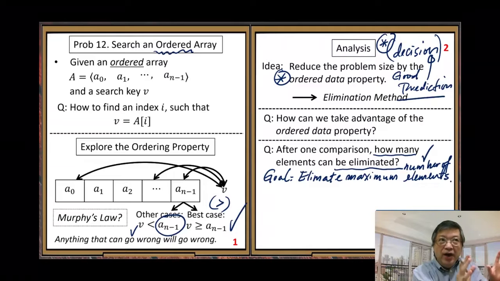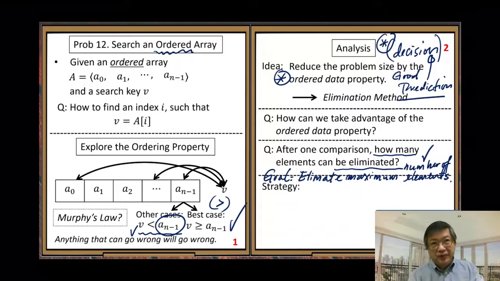Then we may have a worse case. Then we have to put our focus on that possible worst case. So that means this is our main concern here. Only one element can be eliminated. That's not good. Then let's go to the next step. In order to get a better solution, what is our strategy?